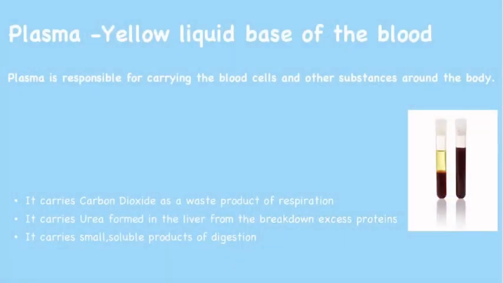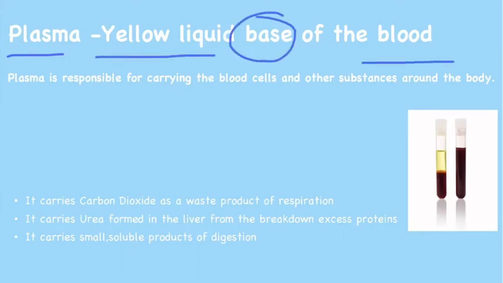Alright guys, so the first component of the blood, and probably the most important, is the plasma. So the plasma is a yellow liquid that forms the base of the blood, and without this, the blood would just be a bunch of cells floating around in the body. So it's the plasma that holds it all together. So the plasma is responsible for carrying the blood cells around the body and other substances too. So by other substances, we've got three examples here.